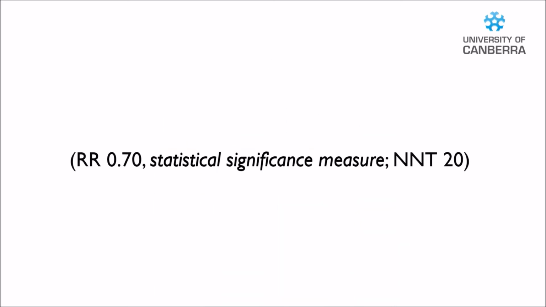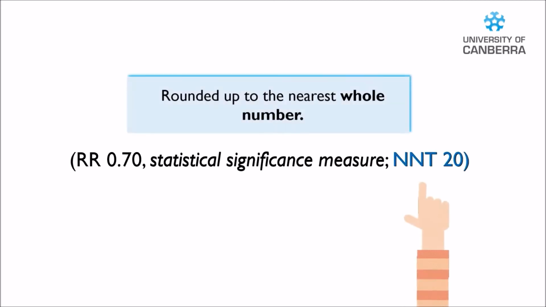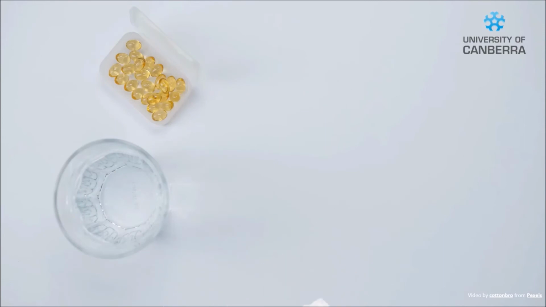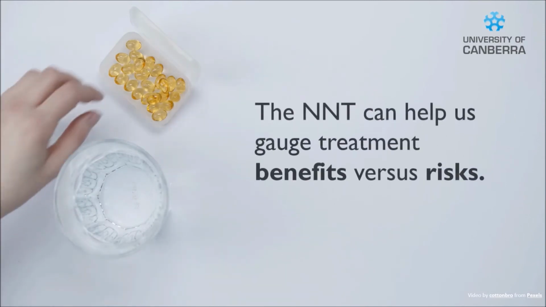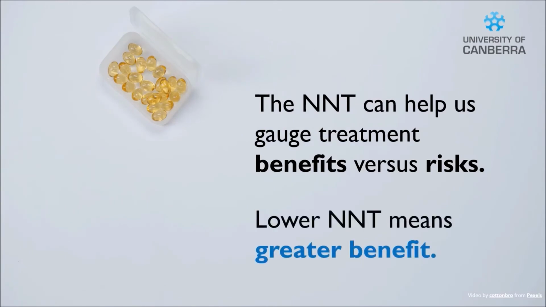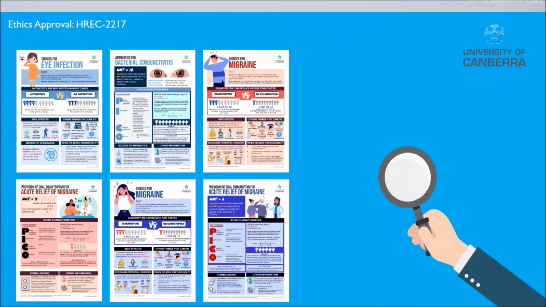Here is an example of an NNT in the medical literature. The NNT itself is rounded up to the nearest whole number, and we can tell that the NNT is statistically significant if the 95% confidence interval does not cross 1, or when the p-value is less than 5%. Simply put, the NNT can help us decide whether a treatment is effective by weighing the risks against the benefits. We derive the greatest benefit from the lowest NNT.